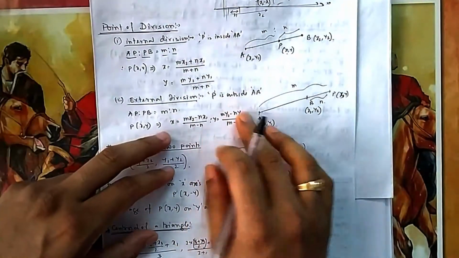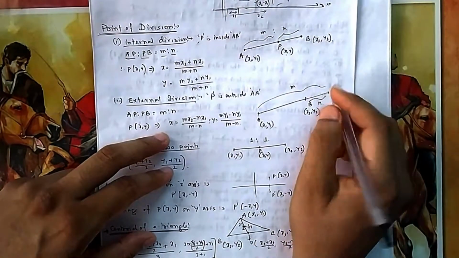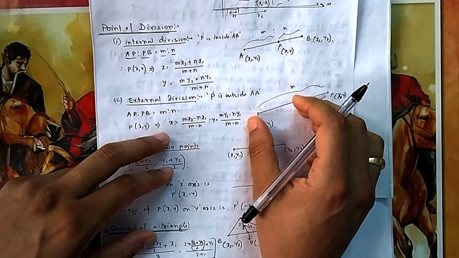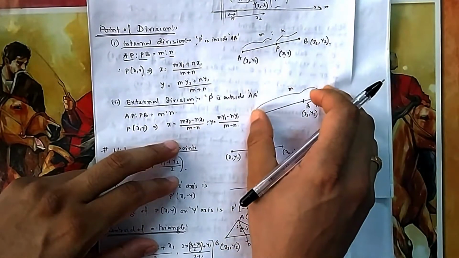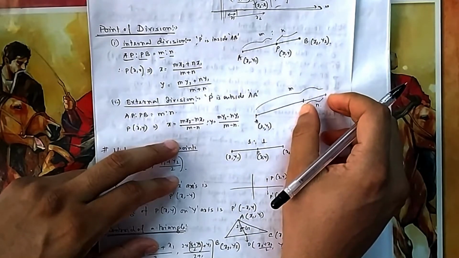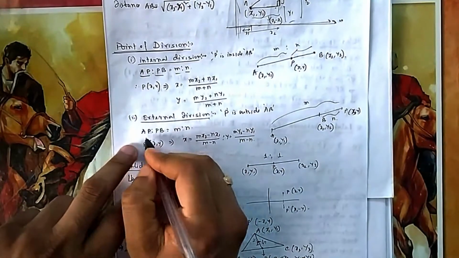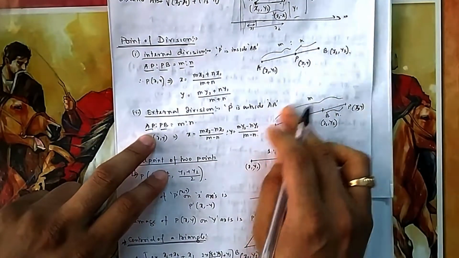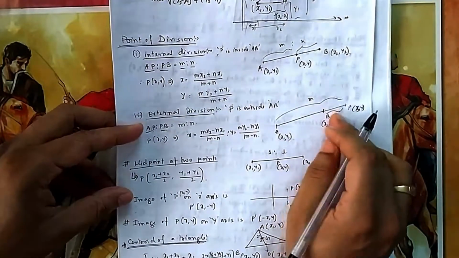Now what is external division? AB is your initial line. Now P is a point which is outside AB, which is also dividing AB in the ratio m:n. What is the division condition? The distance between that point and A, and that point and B, is in the ratio m:n. So the distance AP and PB remains the same, AP to PB. But the thing is P is just outside. So AP, this whole, becomes m and this portion becomes n. So this is the ratio m:n.